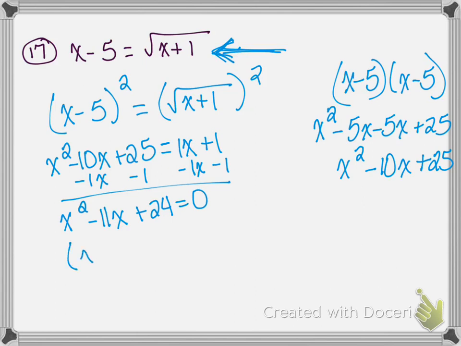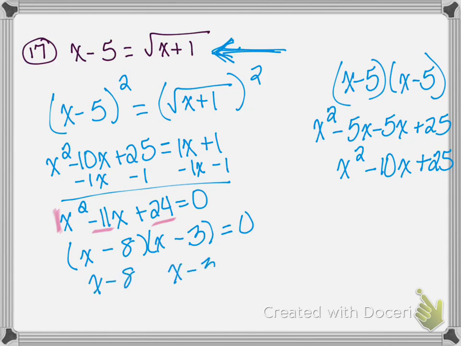This factors nicely. I'm looking for two numbers added together give me negative 11. Multiplied together give me 24. And because this is 1, I can just write those numbers down. Okay? The two numbers are negative 8 and negative 3. Negative 8 times negative 3 is positive 24. Negative 8 plus negative 3 is negative 11. I set each one of these equal to 0. Okay, and so I end up with x equals 8 and x equals 3.